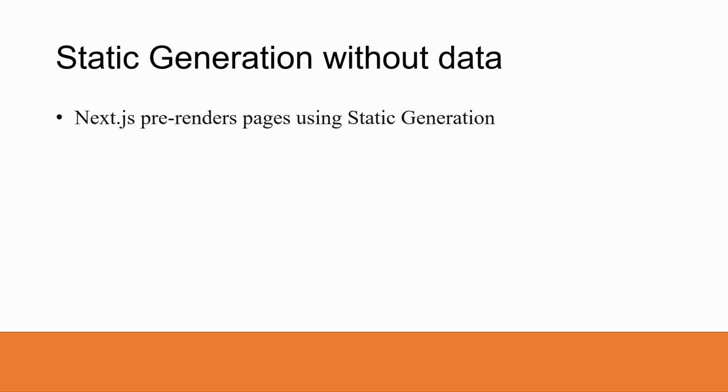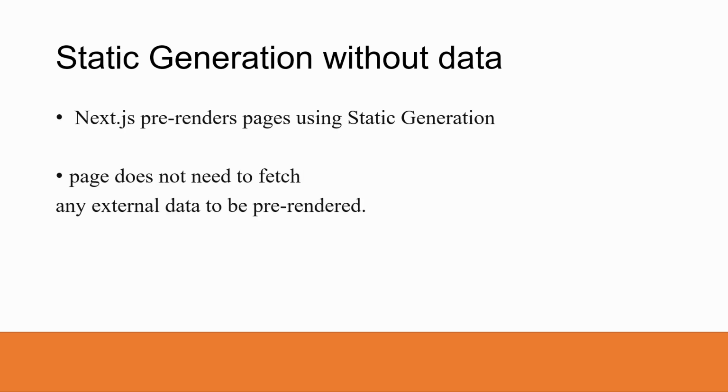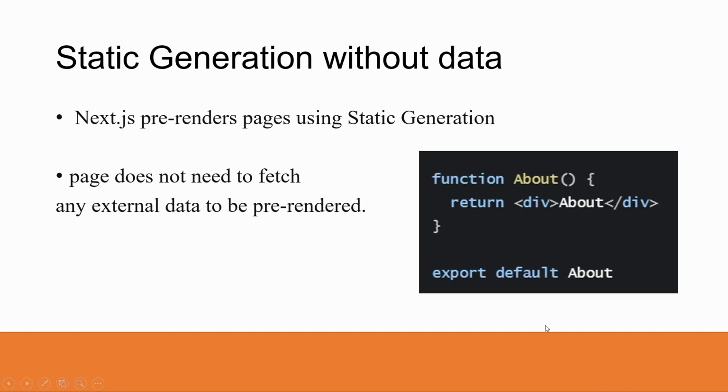Next.js pre-renders the page. Normally, by default, it pre-renders the page using static generation. Here we don't need to fetch data from an external source to pre-render. Like in the example I have provided, we have written a function which returns the elements we want. Here the data is provided statically. We did not get the data externally. So this is the method of static generation without data.